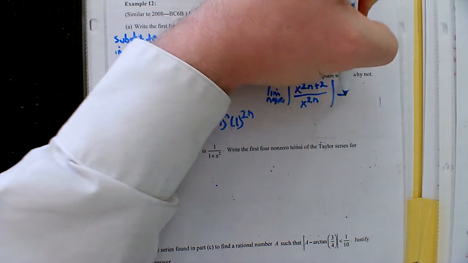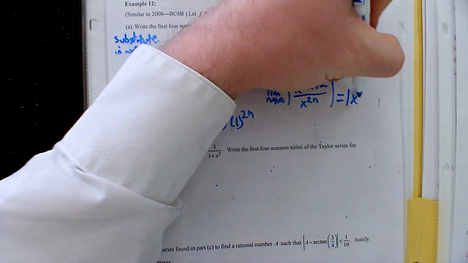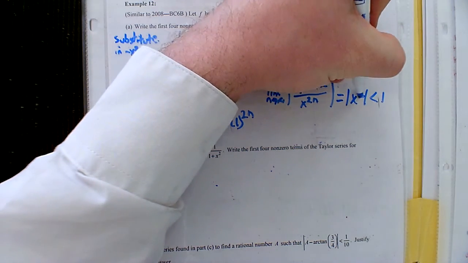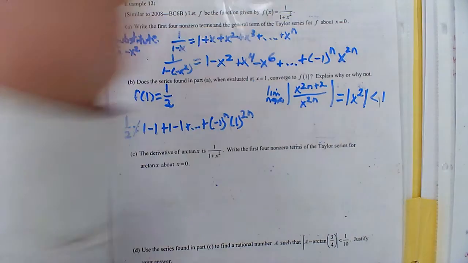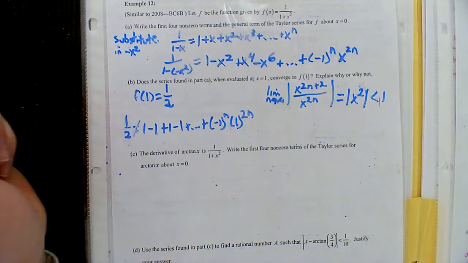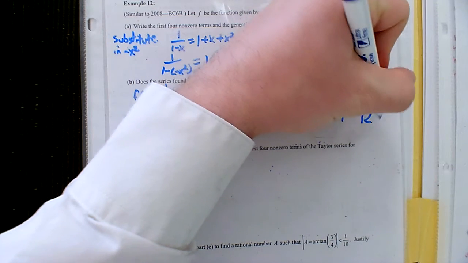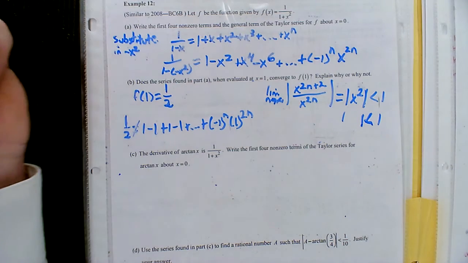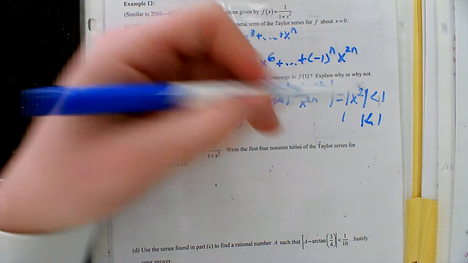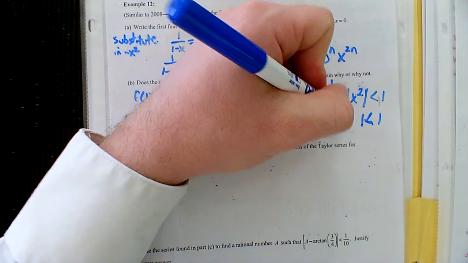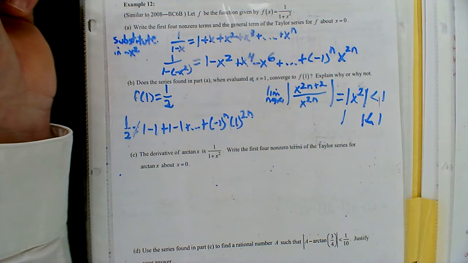When that reduces, you're left with the absolute value of x squared, and that has to be less than 1. If x squared is less than 1, what else has to be less than 1? If x squared is less than 1, I can reduce that to what is less than 1? Anybody?